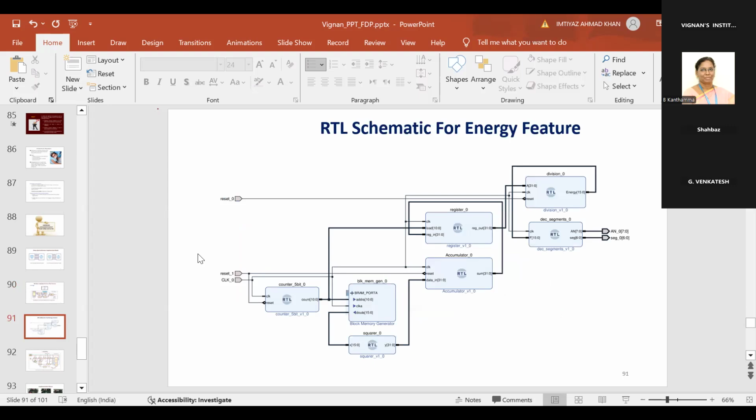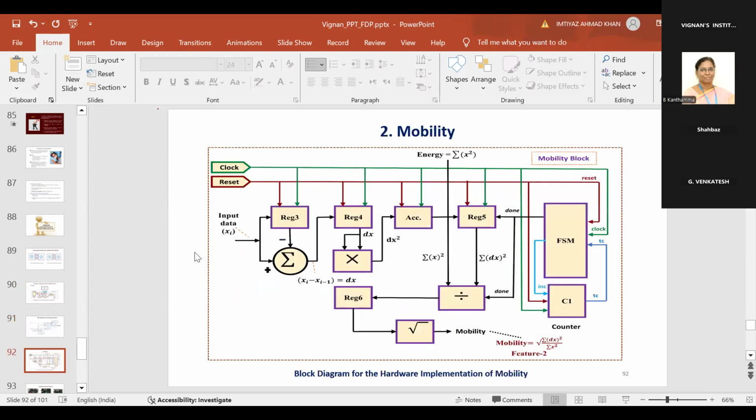This is the RTL schematic of the energy feature. I will explain in more detail if I give another lecture next time, because this type of work is mostly what researchers are doing continuously, so I think it is an interesting topic. Just like mobility, if you want to implement mobility, also implement this type of data, clock, reset, all things used in FPGA. After implementation, you can explore all diseases, not only sleep apnea but Alzheimer's and others.